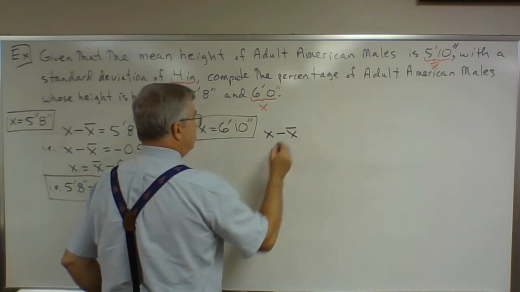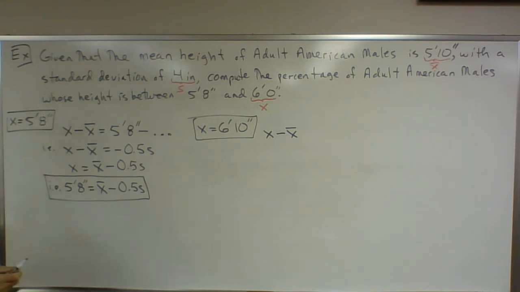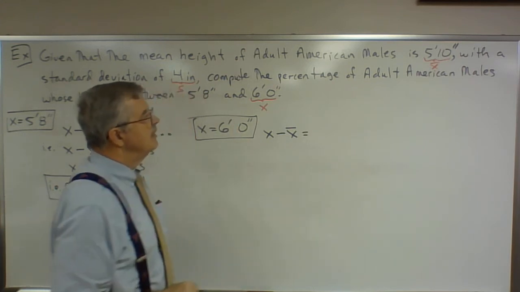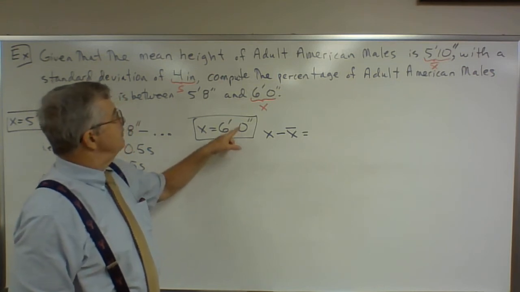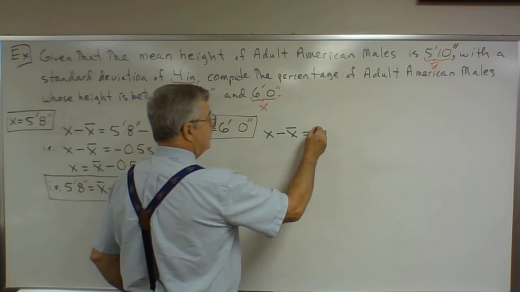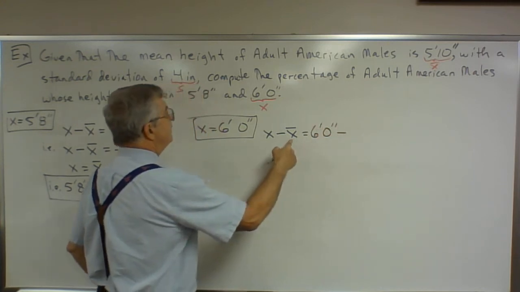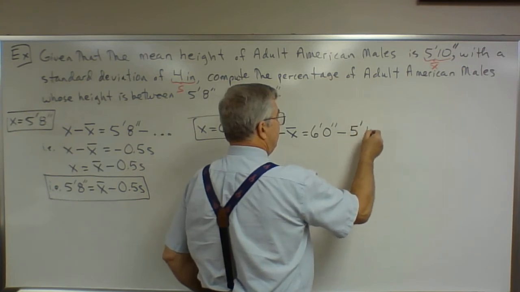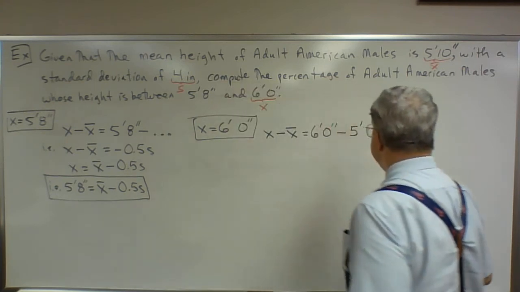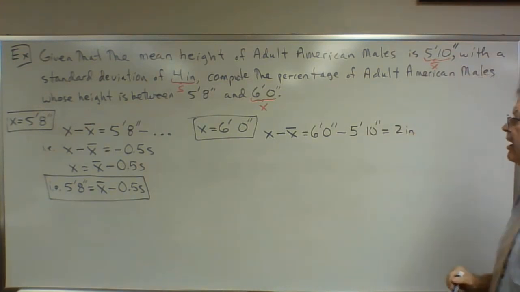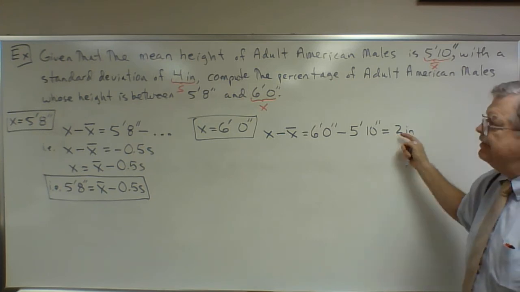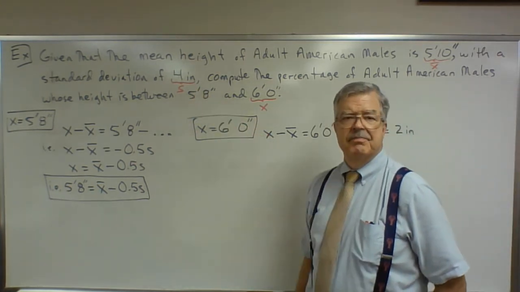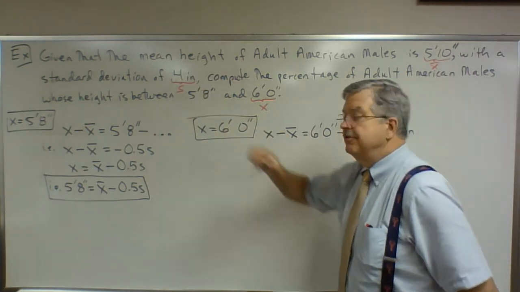And to start off, I subtract the mean from x. X is 6'0". And I subtract the mean, which is 5'10". And I get positive 2 inches. And I want to write this in terms of the standard deviation, 4 inches. What is 2 inches in relation to 4 inches? Isn't 2 inches 1/2 of 4 inches? So that's what I'll write.